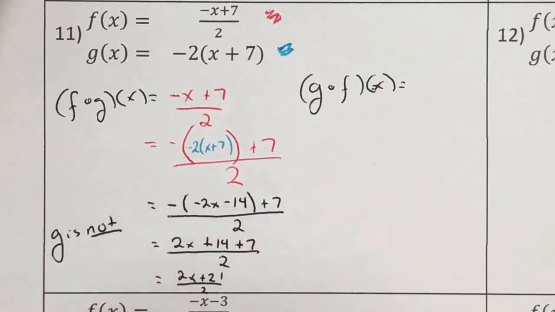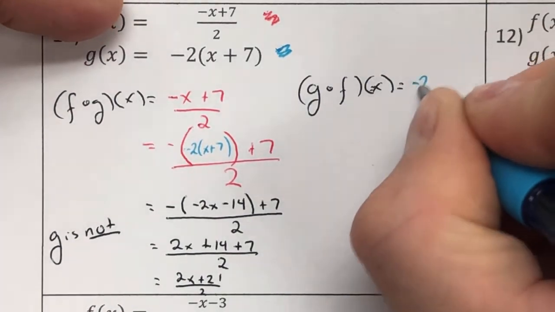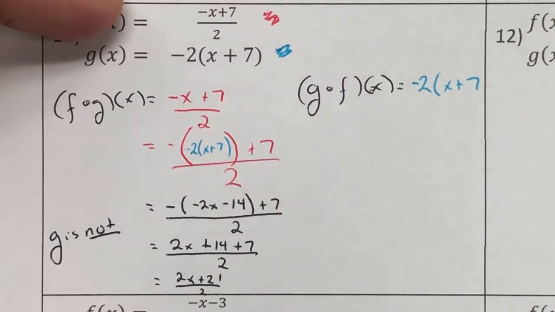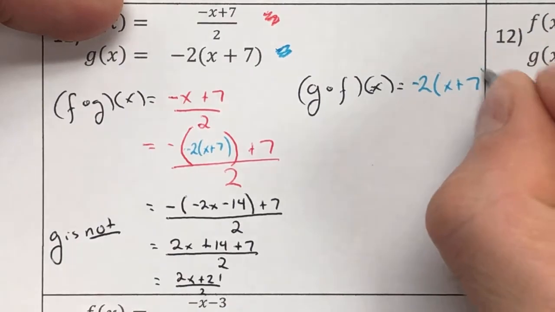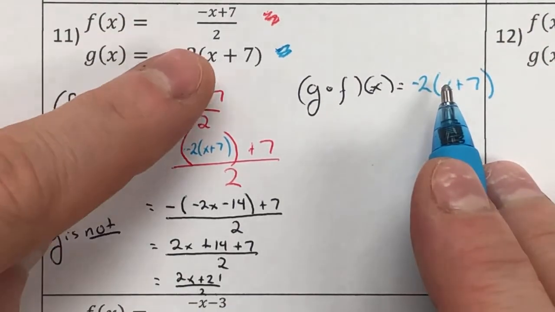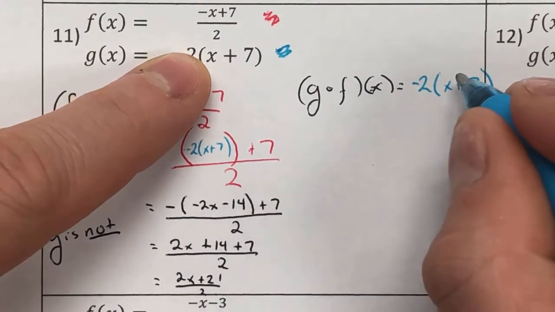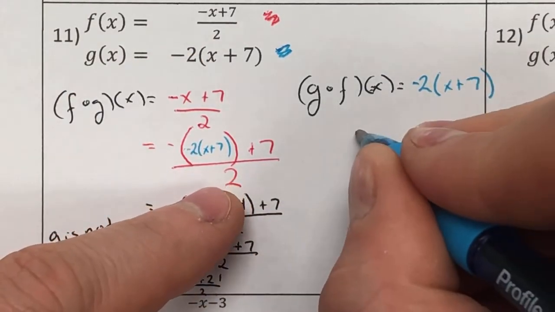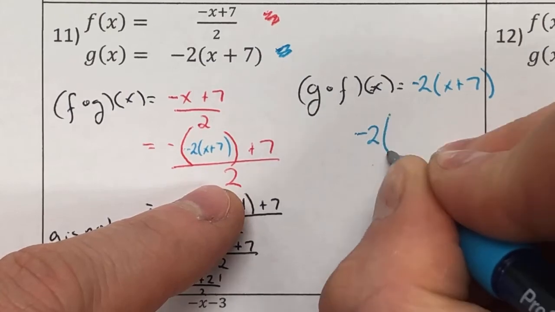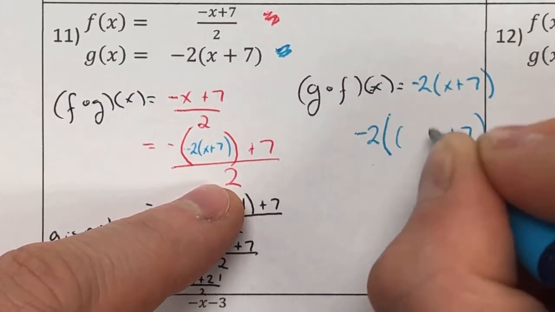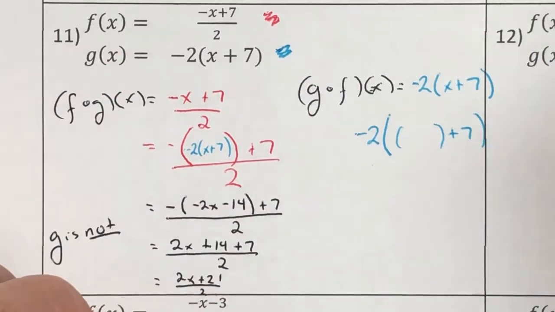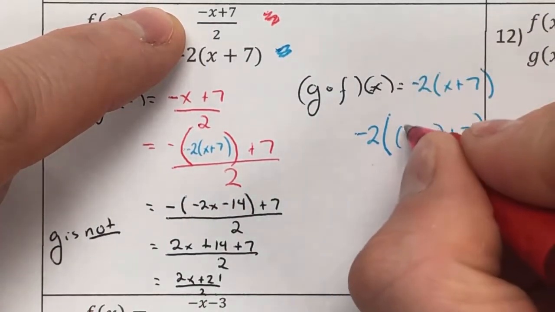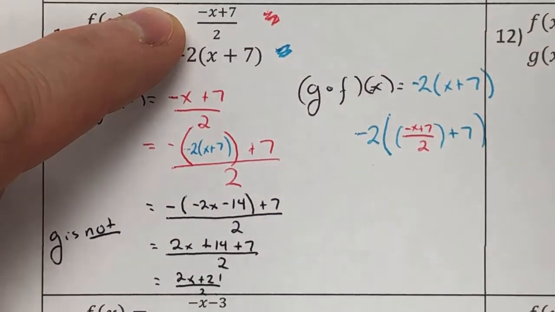I'm not going to write out all that because I don't really have a whole lot of room for it. But I know g is not. Let's try f. Maybe it works out the other way. Okay. So if I start out with g, I have a negative 2x plus 7. And I'm going to plug in my f into that. I'm actually going to scooch over here to give myself some room because I'm about to take up a lot of space. Let's leave some space in there for that. And I'm plugging this value in there. So negative x plus 7 all over 2.